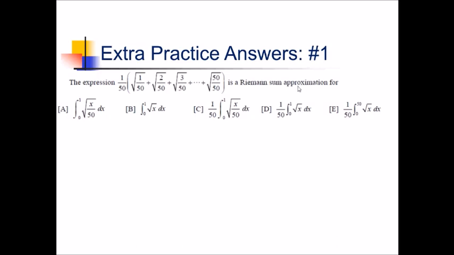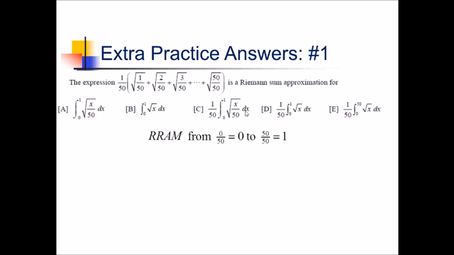Now, it's worth noting that this is not one of those infinite Riemann sums with the limit as n approaches infinity and all that. This is just a RAM, essentially. And if we're going from 1 over 50 to 50 over 50, you could think of this as a RAM going from 0 over 50, which is essentially 0, to 50 over 50, which is essentially 1.